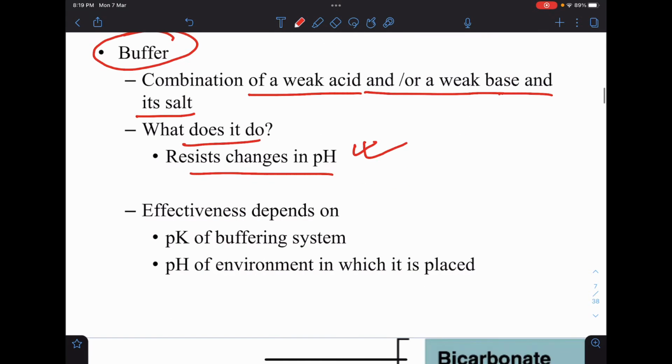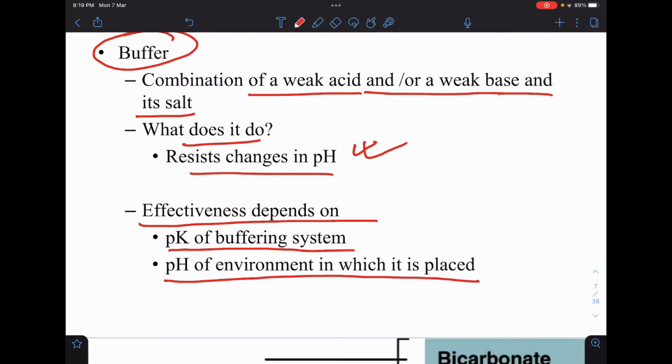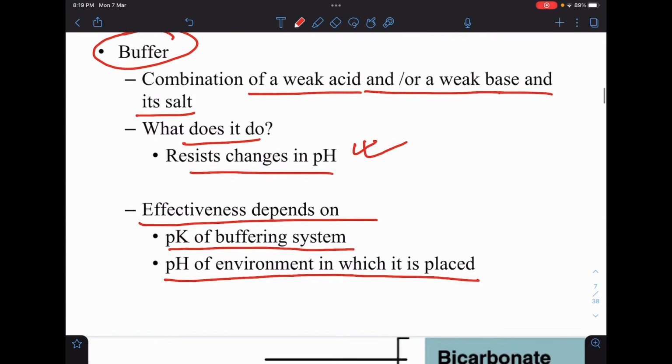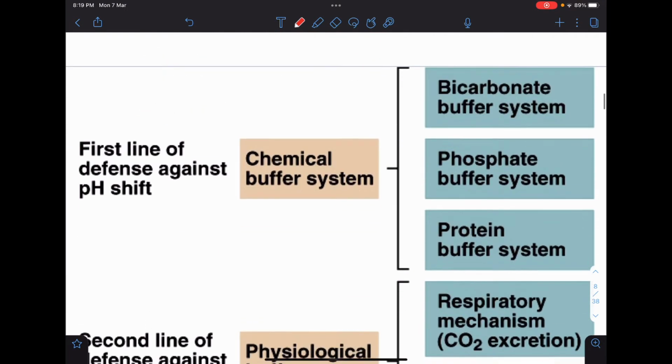And the effectiveness of a buffer depends on the pK of the buffering system. We have already discussed what pK is. pK is the pH at which a compound remains 50% ionized. The pH of the environment in which it is placed is also important for the buffer to function, right? So this is the function of a buffer and the importance of a buffer.